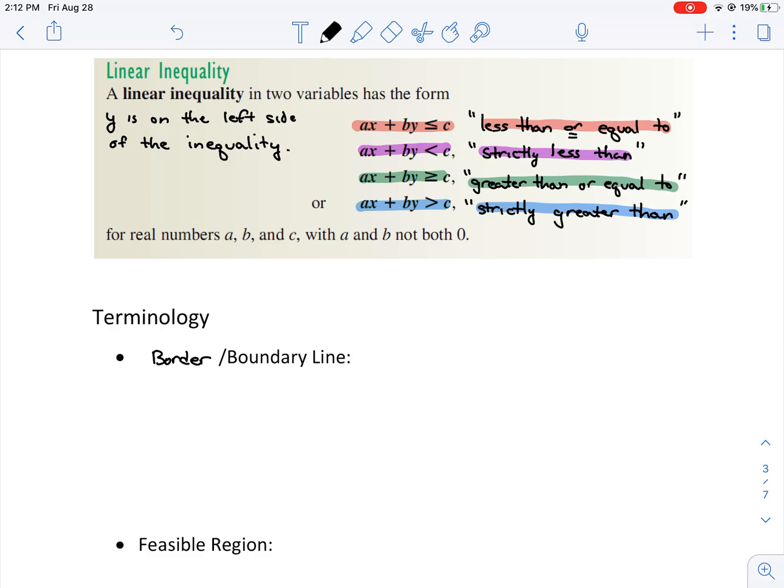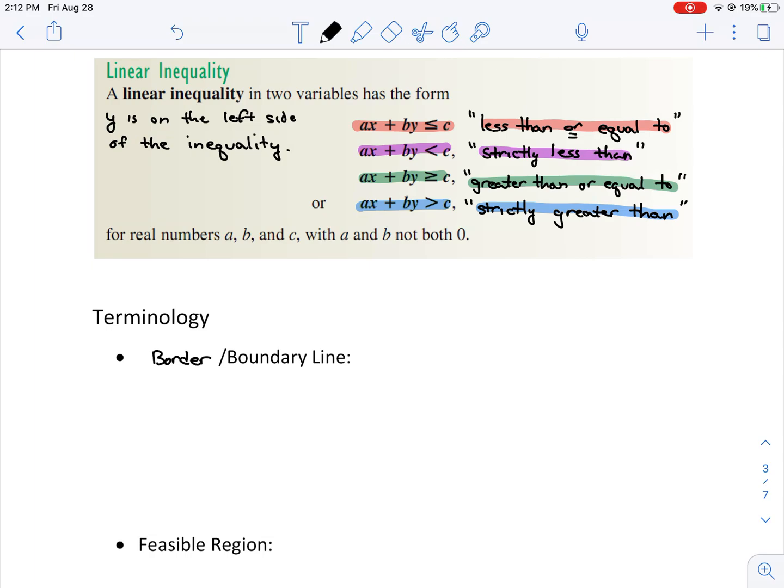And when I graph linear inequalities, I like to keep y on the left-hand side because it's easier to identify where to shade the solution region. If we start moving y to the right-hand side, it might make things a little bit difficult when it comes to identifying the solution region. So I always keep y on the left-hand side.